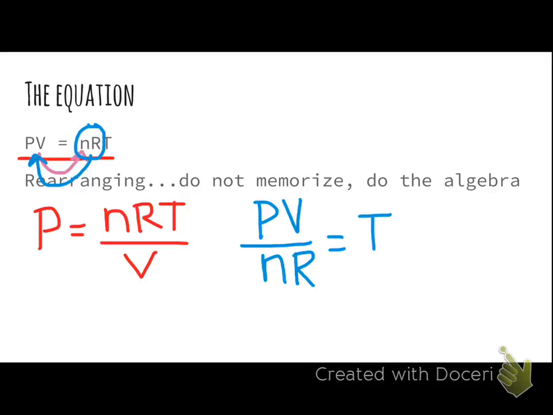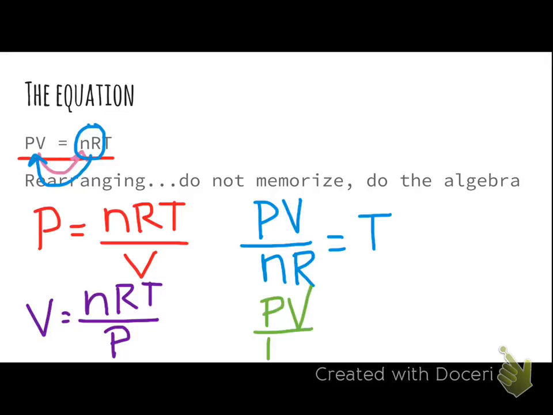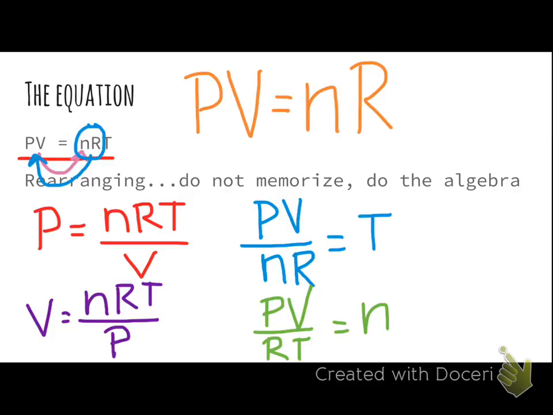Let's say we're solving for V. We'll do that in a different color. V equals nRT over P. And then the only one we haven't solved for, we'll do n here, is going to be PV over RT equals n. Now please do not try and memorize these. All you need is this magic equation here, PV equals nRT, and then all you're going to do is rearrange.